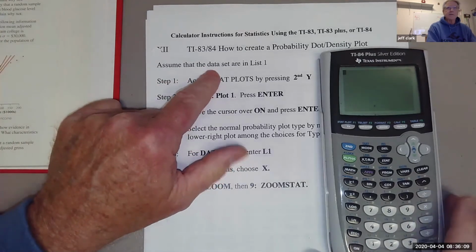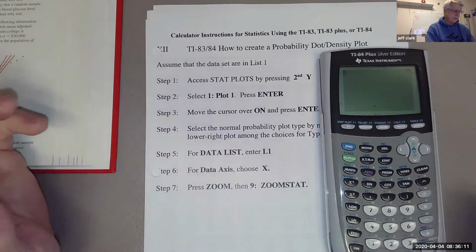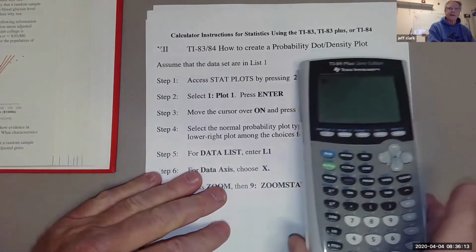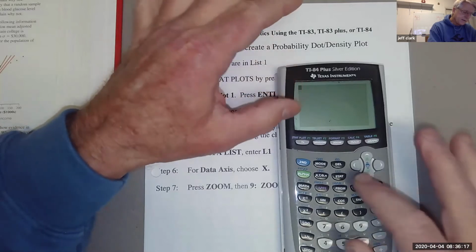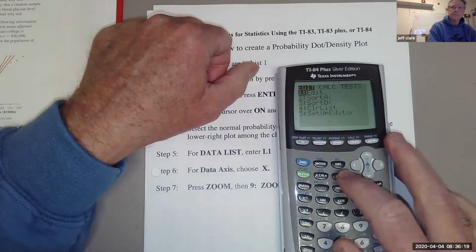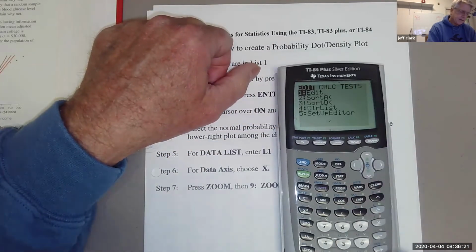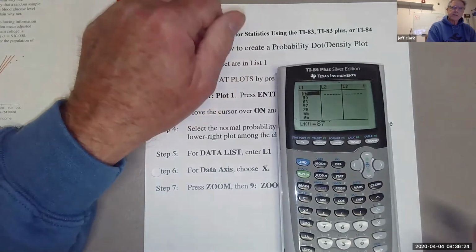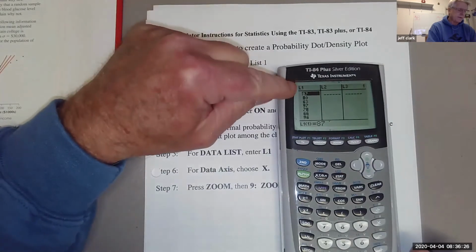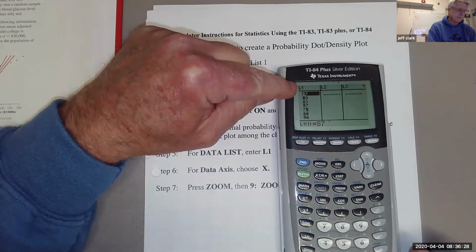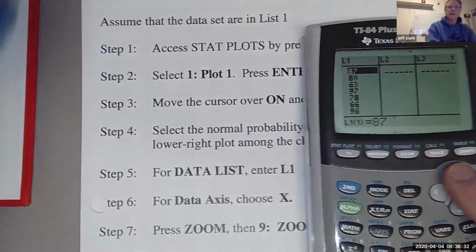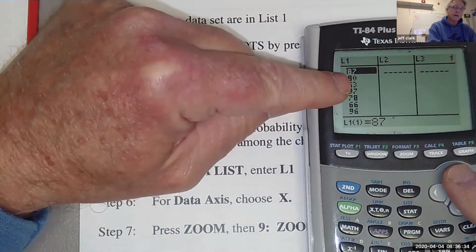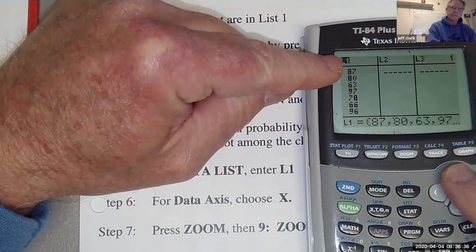Okay, now we say assume the data is in list 1. Well, it's not right now because I haven't put it in list 1. So remember how to do this. It's been a while. Do stat, and then do edit. And I've got junk from a while back, I've got to get rid of. So I want to get the highlighter, that bar right there, up to list one by toggling up.